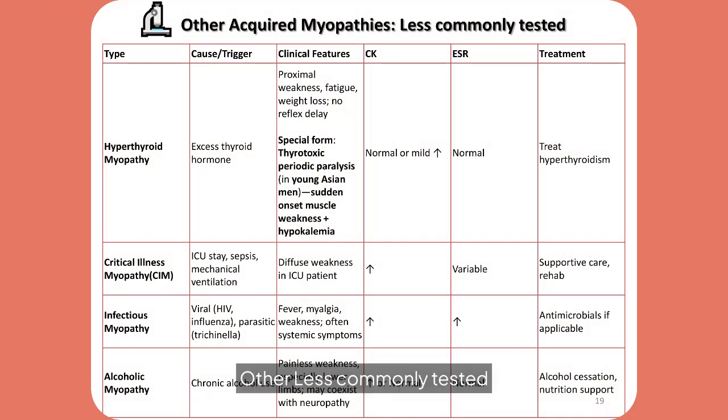Other less commonly tested myopathies include hyperthyroid, critical illness, infectious, and alcoholic myopathies. Each has distinct causes, clinical features, and treatment approaches, emphasizing the diversity of acquired myopathies. You may pause the video to study this table.